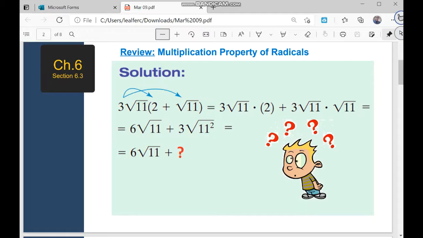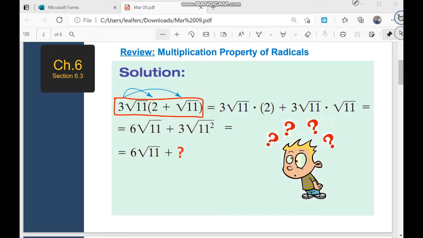And yesterday we talked about the multiplication property of radicals, how to multiply radical expressions that have one term or two terms, and I showed you this example. We worked on this example on the screen. I want to check if you remember.